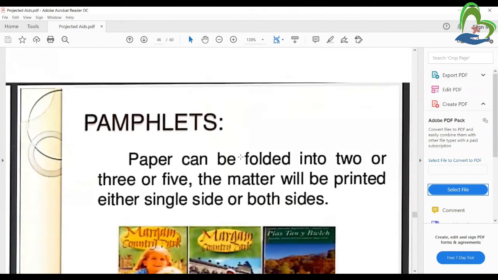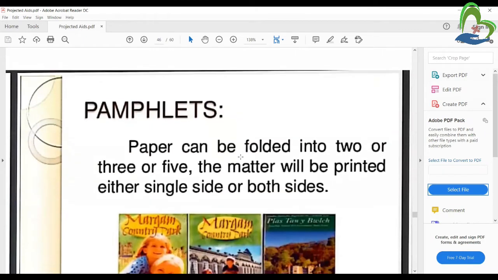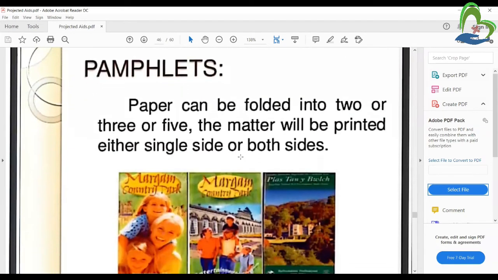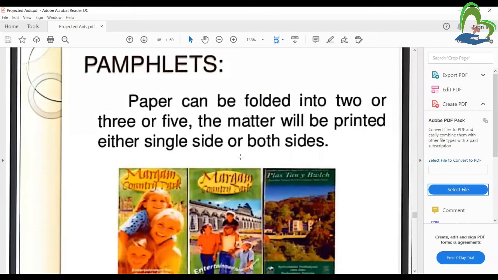And next is the pamphlet. The paper can be folded into two or three, with the matter printed on a single side or both sides. When you see these pictures, different colors and pictures are used.